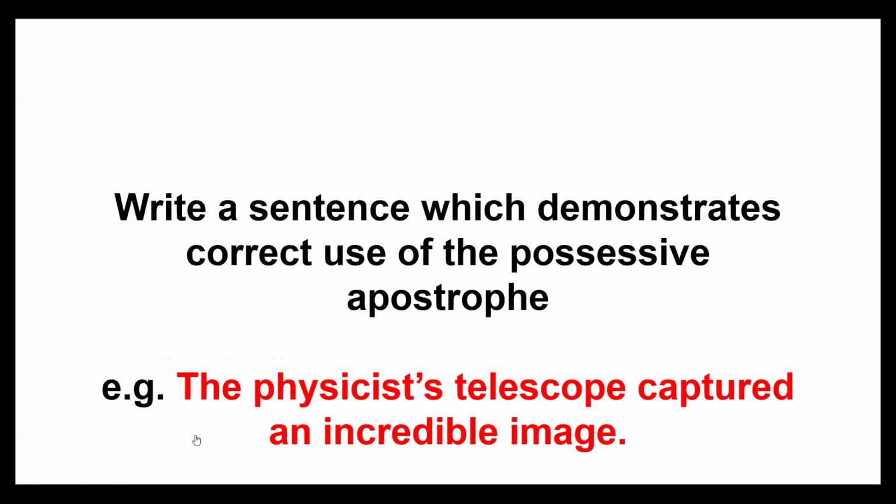So, here's your task. Can you write a sentence which demonstrates correct use of the possessive apostrophe? So, can you write a sentence where something belongs to someone or something? So, for example, my example is the physicist's telescope, so the telescope which belonged to the physicist, captured an incredible image. So in the chat box, guys, can you write for me a sentence where something belongs to someone or something?